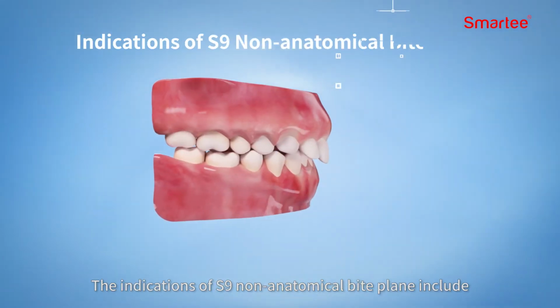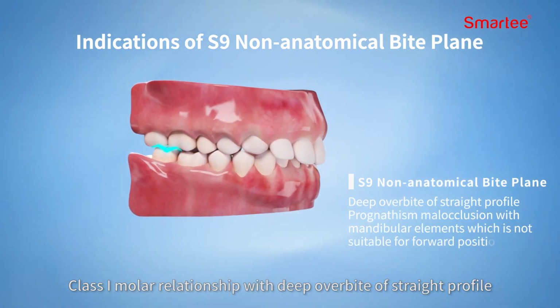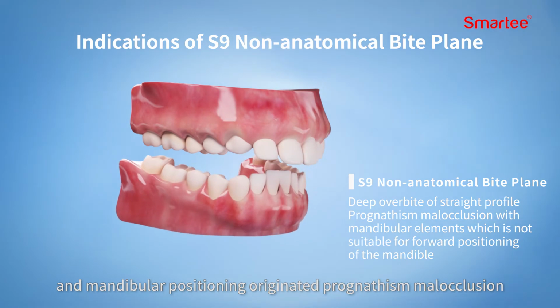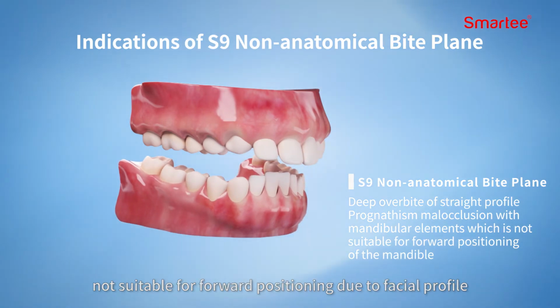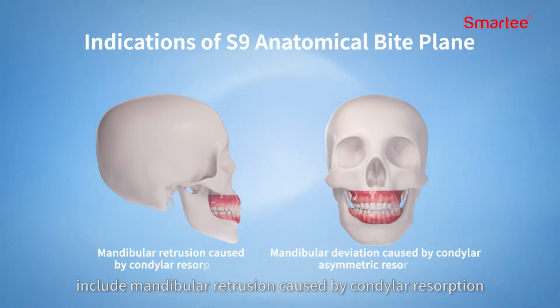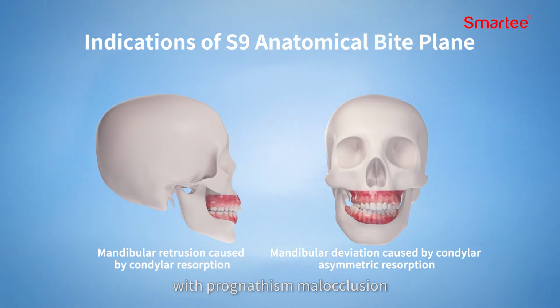The indications of S9 non-anatomical bite plane include Class 1 molar relationship with deep overbite of straight profile and mandibular positioning originated prognatism malocclusion, not suitable for forward positioning due to facial profile. The indications of S9 anatomical bite plane include mandibular retrusion caused by condylar resorption and mandibular deviation caused by condylar asymmetric resorption with prognatism malocclusion.